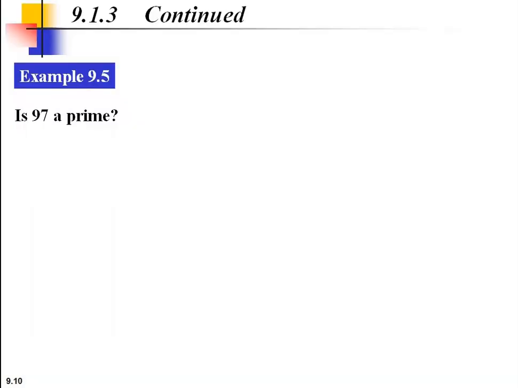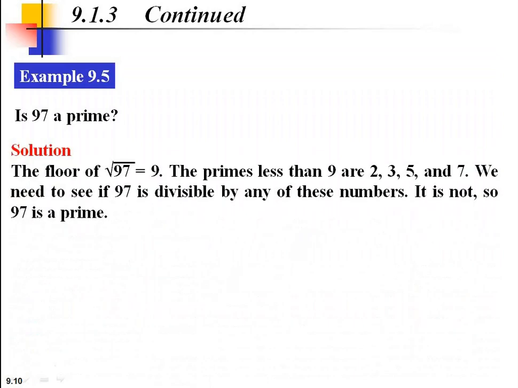Let us take an example. Suppose we want to check whether 97 is a prime number or not. First of all we will calculate the root of 97 and take the floor of it, which comes out to be 9, and the prime numbers less than 9 are 2, 3, 5 and 7. We will divide 97 by these 4 prime numbers and we find that 97 is not divisible by any of them, so it is a prime number.